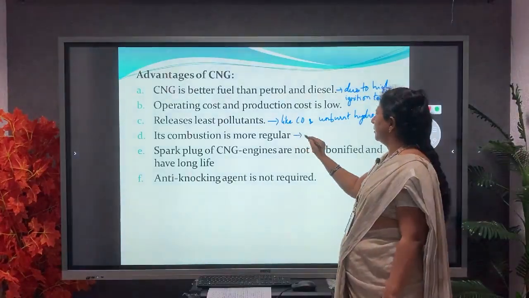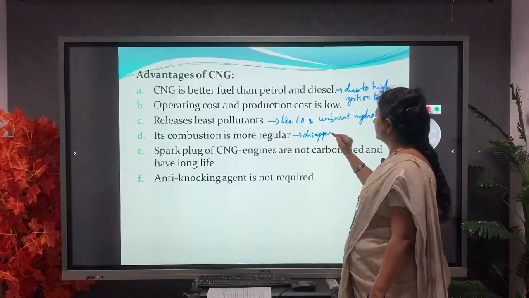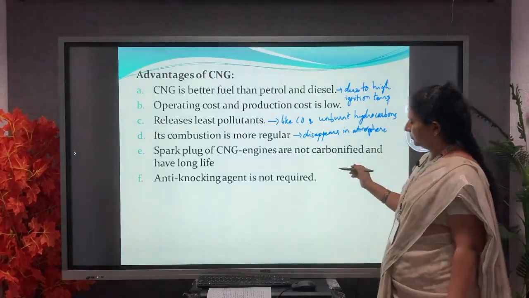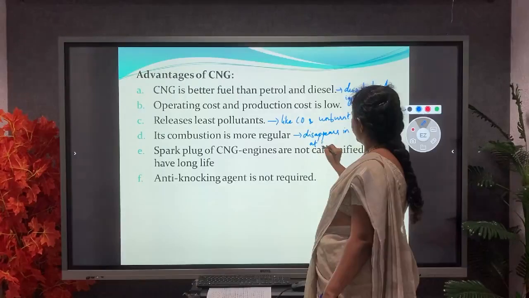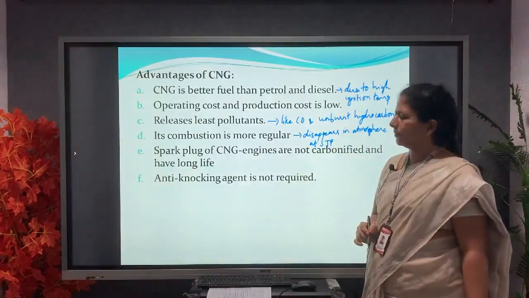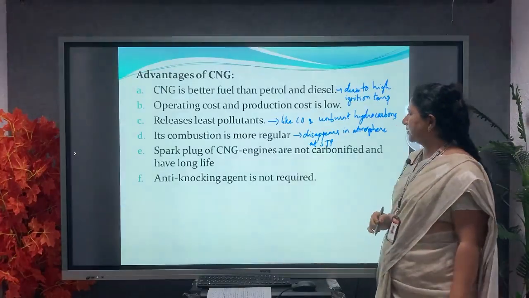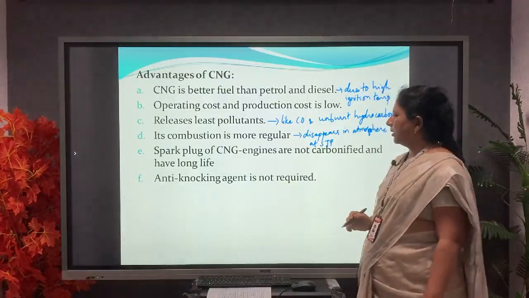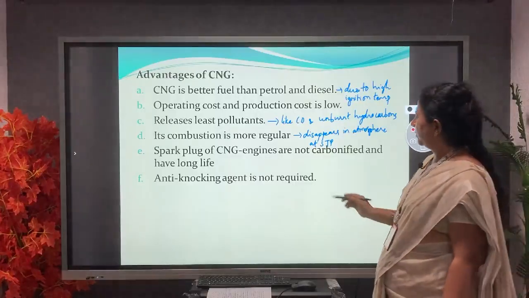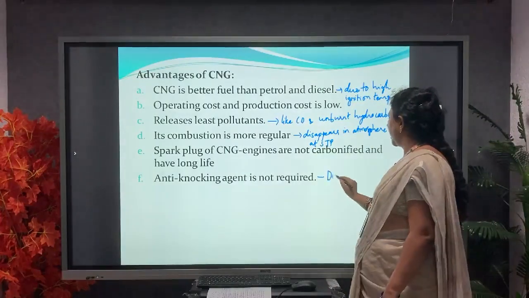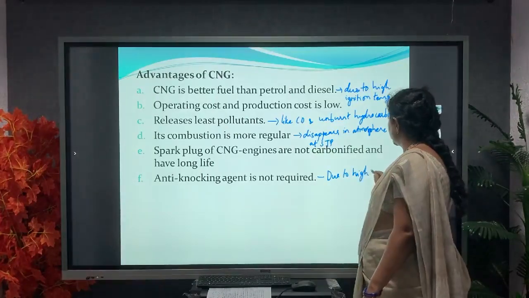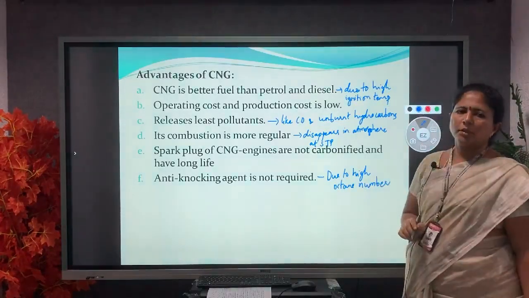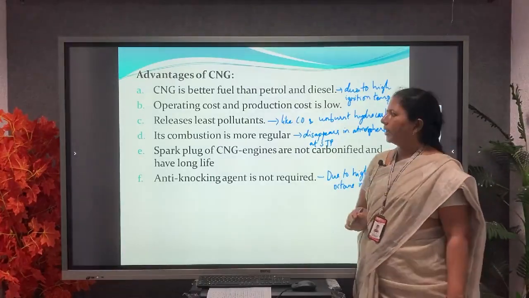Combustion is more regular and it disappears in atmosphere at STP, at standard temperature and pressure. Spark plugs of CNG engines are not carbonified and have long life. Anti-knocking agent is not required for CNG. Why means it has high octane number. So, due to high octane number, there is no need to use anti-knocking agent.